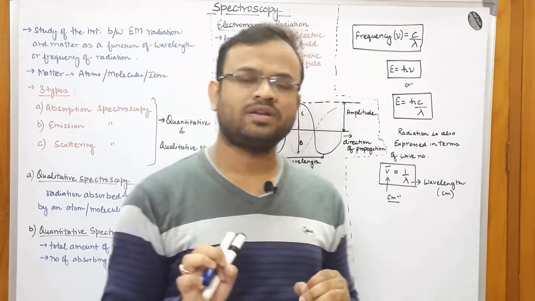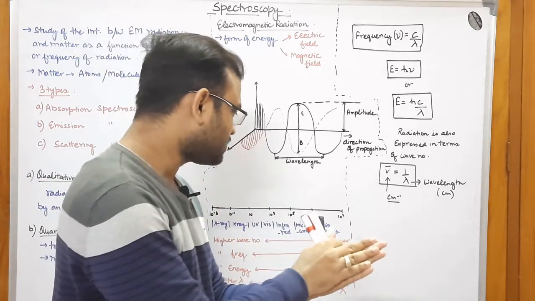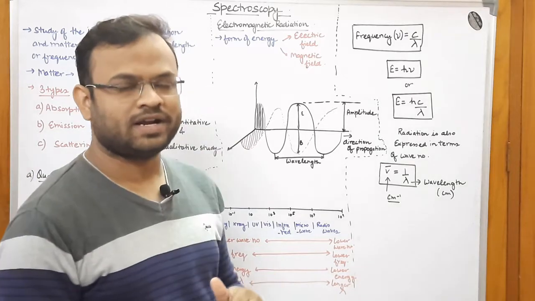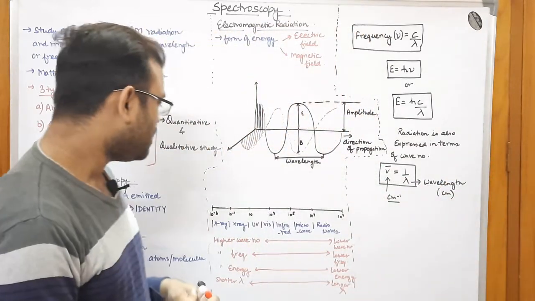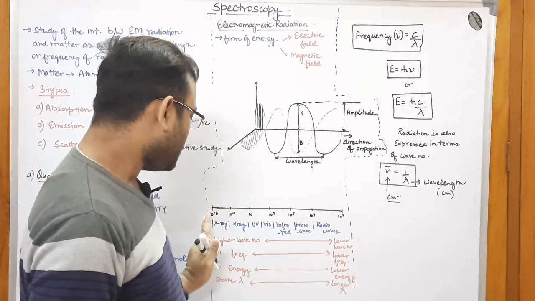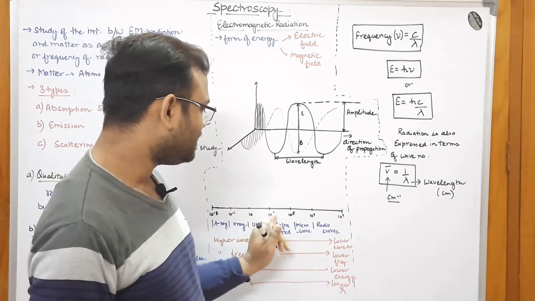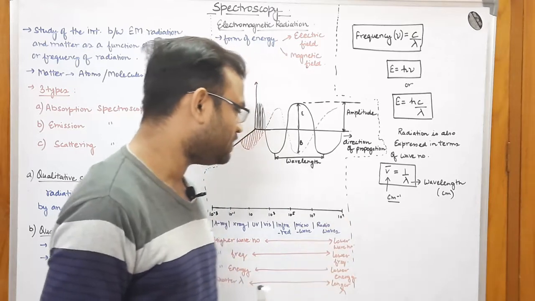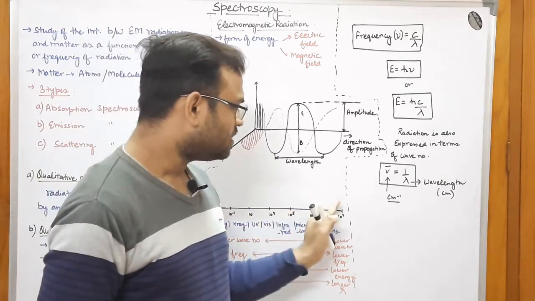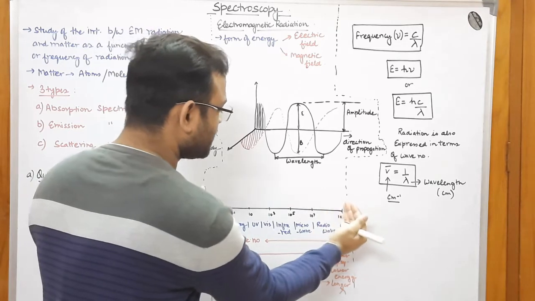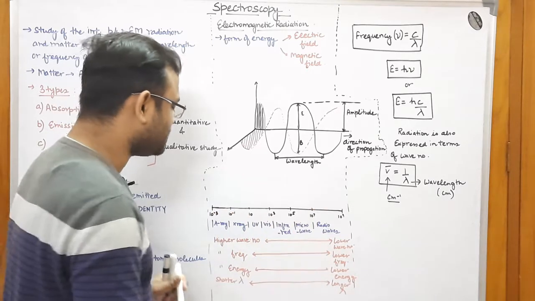Now a very, very important point that I would like to tell you is the understanding of the spectra of electromagnetic radiations. Electromagnetic radiations comprise a huge spectrum. If you look closely, we are talking about wavelengths of 10 to the power minus 3, 10 to the power minus 1, 10, 10 to the power 3, 10 to the power 5, 10 to the power 7, 10 to the power 9. This is the wavelength of the spectrum of electromagnetic radiations.